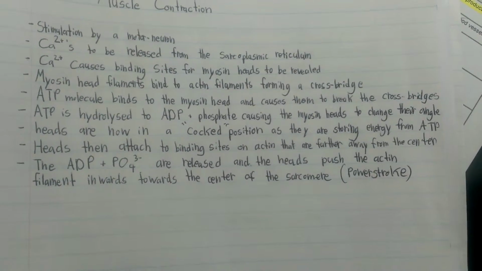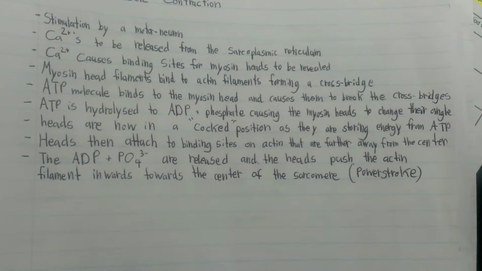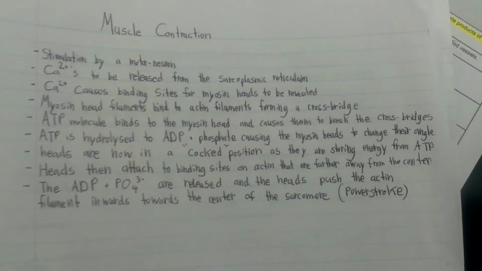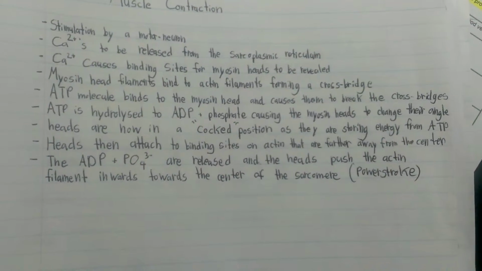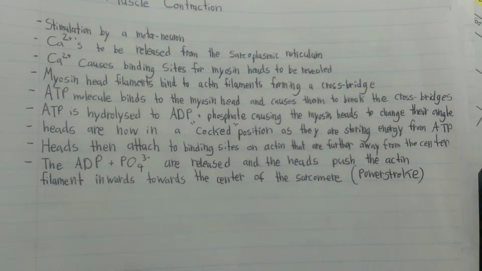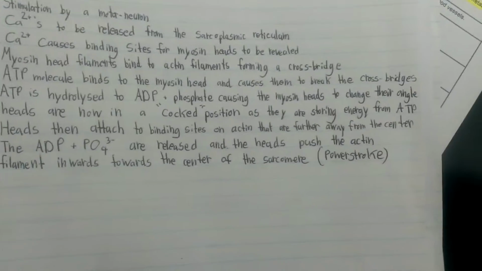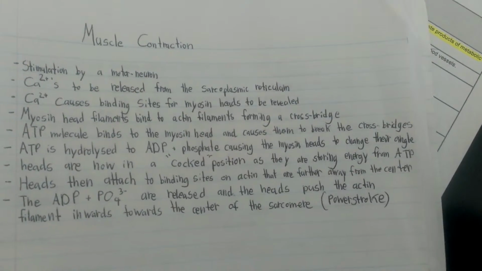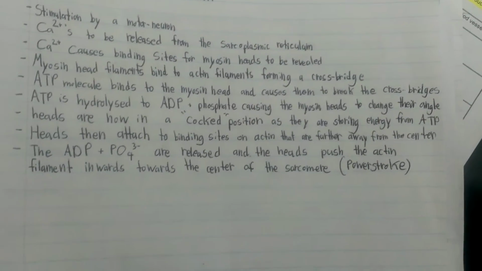Now this right here is key because a lot of people will write on a test that, oh, the ATP is hydrolyzed into ADP and phosphate and is immediately released. Now that's not true at all. The ADP and phosphate are still bound to it. In fact, it's very crucial that they're still bound because the next step, the heads are now in a cocked position as they are storing energy from ATP. So although they're hydrolyzed, they're not released yet because that energy is in a different angle, cocked position. So they're storing energy from ATP.